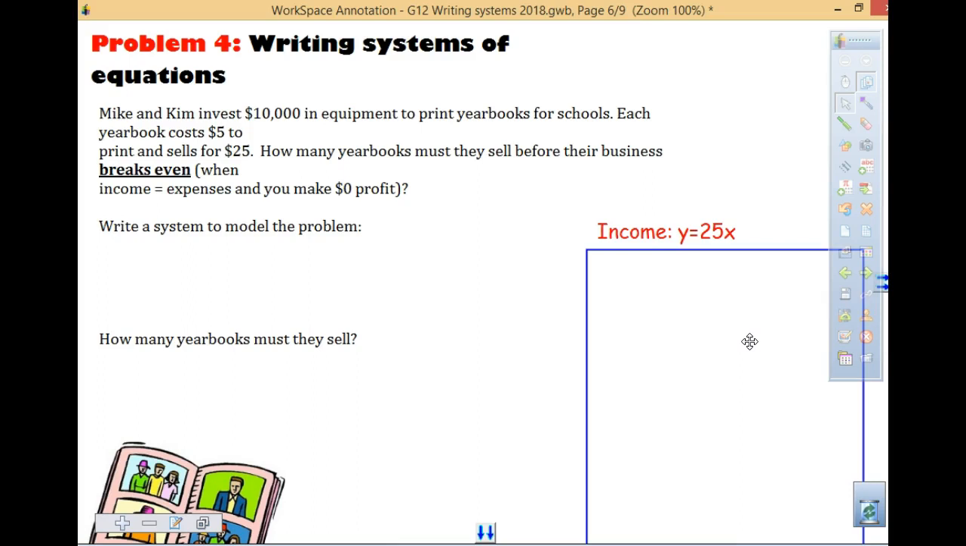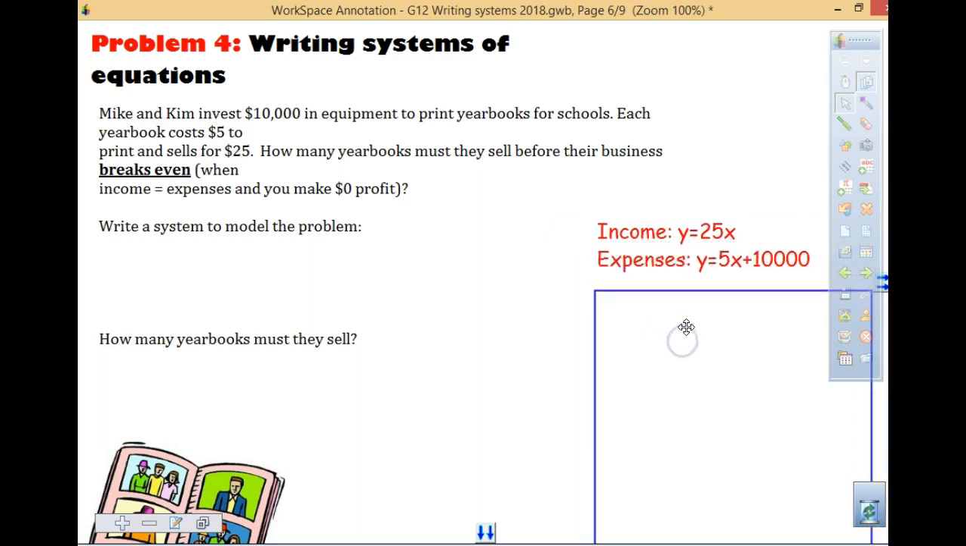What about how much it's costing me? And this is going to be our expenses. So please write down expenses. Expenses is going to be what? We are going to be looking at the expenses being $5 for each yearbook, plus there was this startup fee, right, that we had to pay to get all of this equipment to make our yearbook. So y equals 5x plus 10,000.